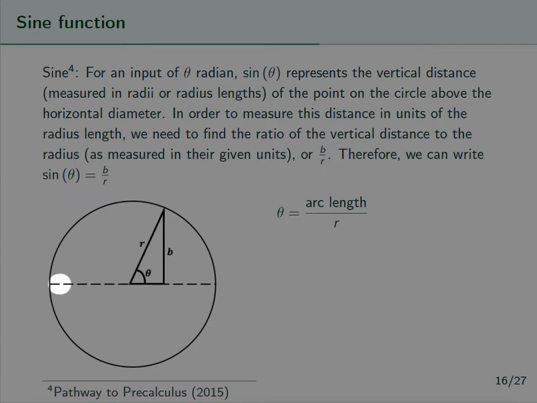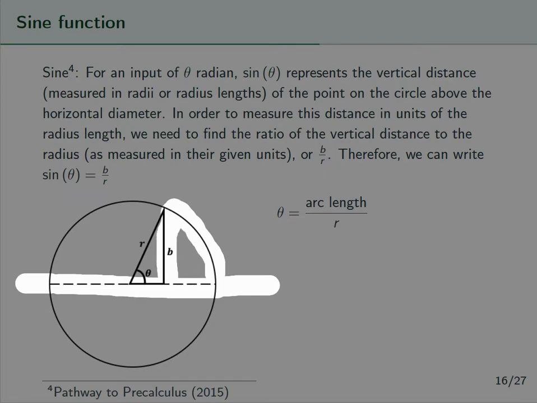So again, imagine this arc length. Here's the horizontal diameter. And again, we need to be able to imagine in our head that this arc length is changing, either increasing or decreasing. As this varies, this angle varies, and this height also changes, right? So sine of that angle measures this length in units of r. So how many r can go into b? And as you can see, most of the time r will be a bigger length than length b.